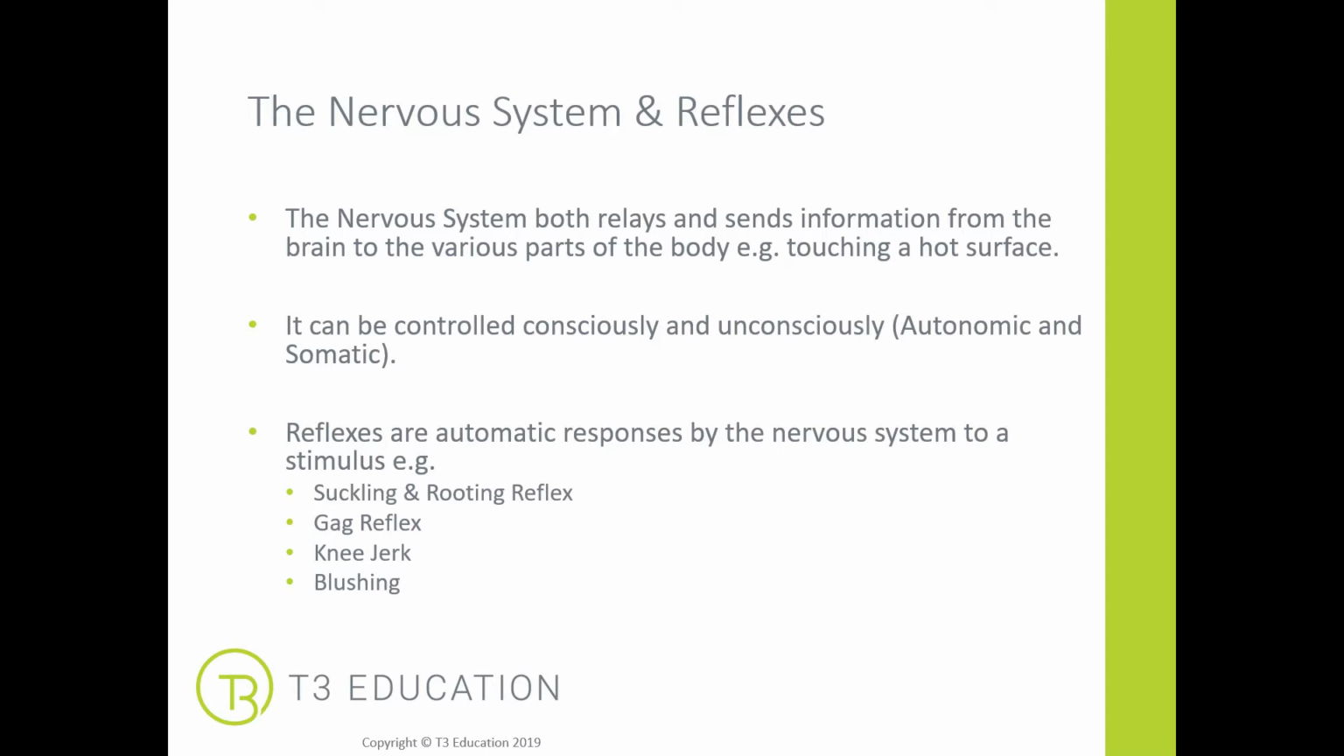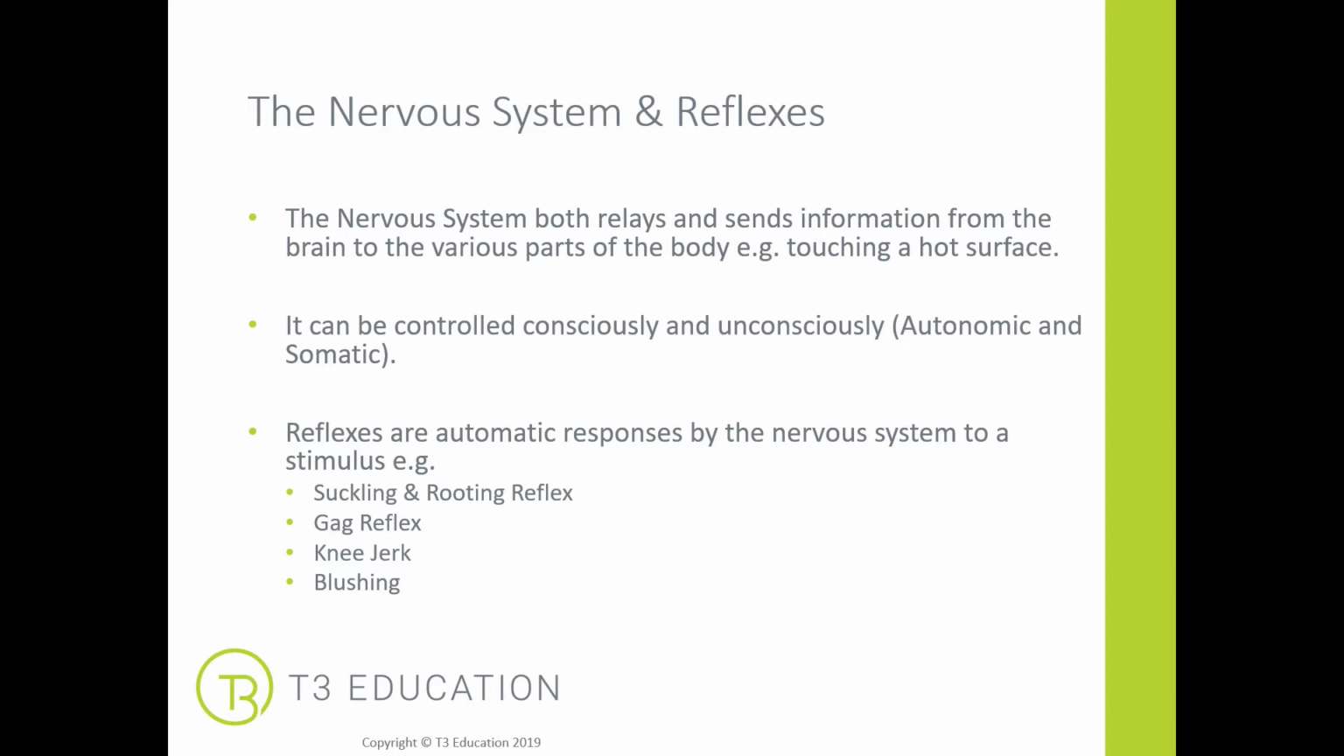MET on a client. So the nervous system, at its most simple sense, both relays and sends information to and from the brain to various parts of the body. For example, it has sensory function. The skin, for example, can touch something hot and send that message to the brain. The brain can then process that information and send information back to that part of the body to action something, a motor function, and move the hand away. So we constantly have this sensory and motor communication going on in the nervous system.